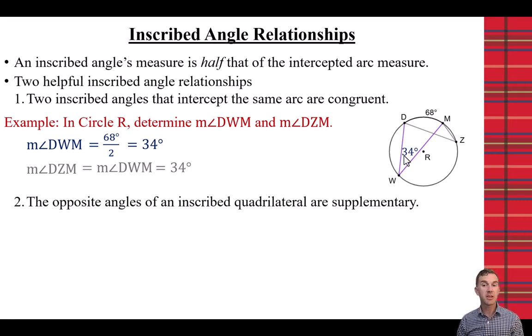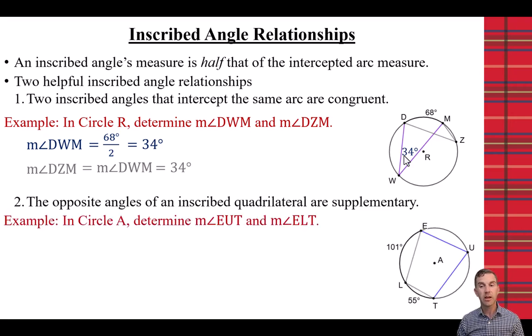Now, another relationship that gets constructed using these relationships is that the opposite angles of an inscribed quadrilateral will be supplementary. So what does that look like? So if you think about what is an inscribed quadrilateral, it's where all the 4 points of the quadrilateral are on the circle. And you can see that forms 4 inscribed angles.